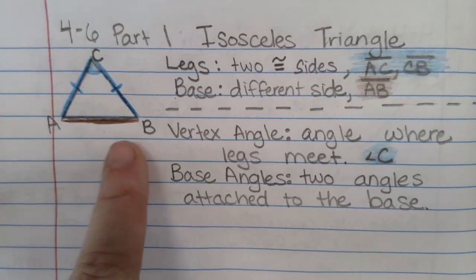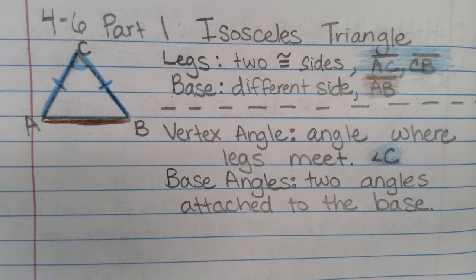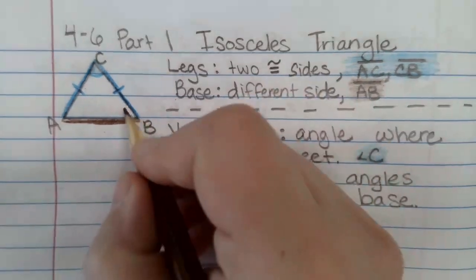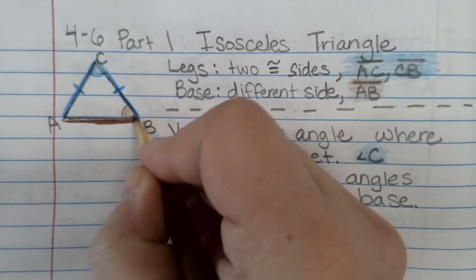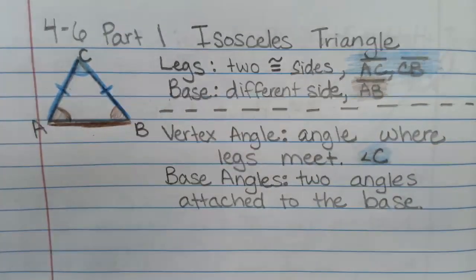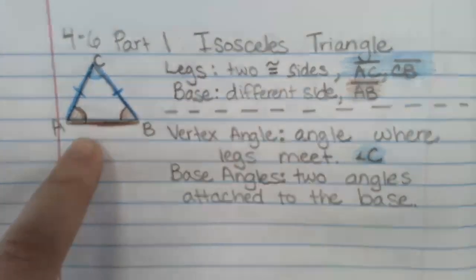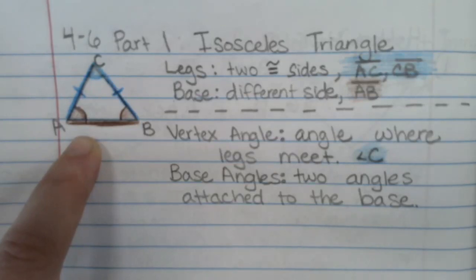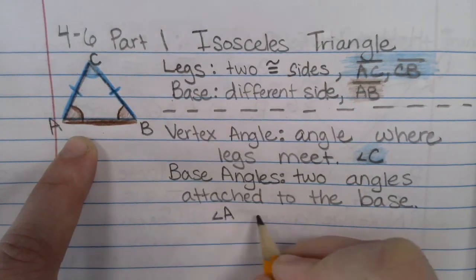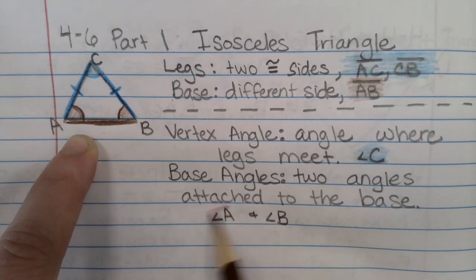So as I look at my base here, pretty much what I'm looking for is the angles at each end of the base. So what's one of the angles at one of the ends of our brown base here? B and A, yeah. So we have this angle and this angle here. These are both our base angles. Okay, so angle A and angle B. So every isosceles triangle has two base angles, one vertex angle.